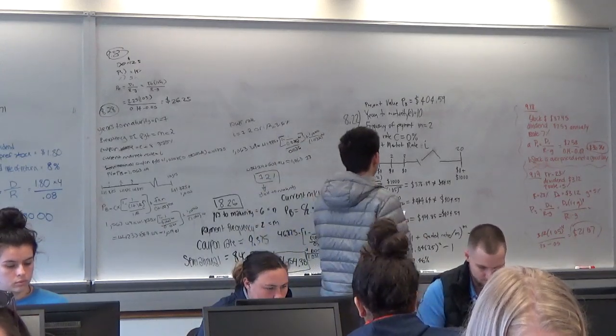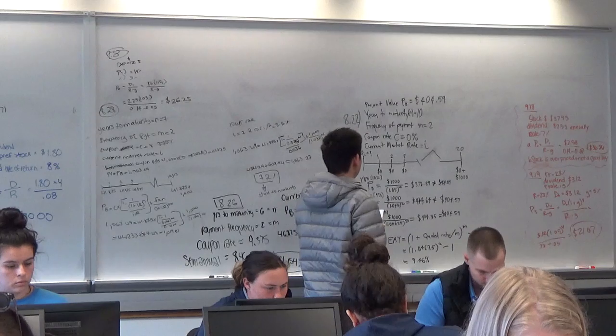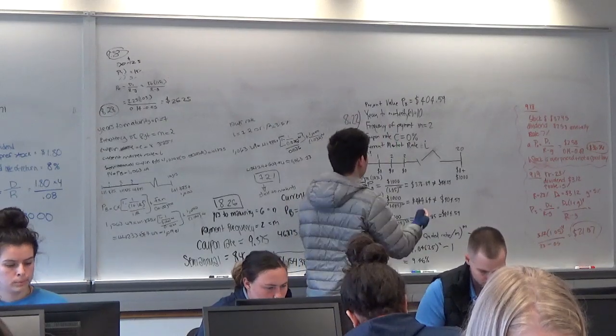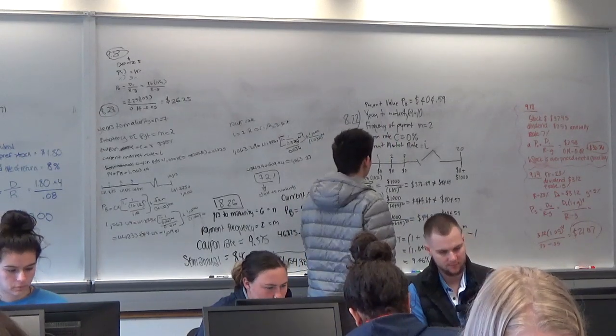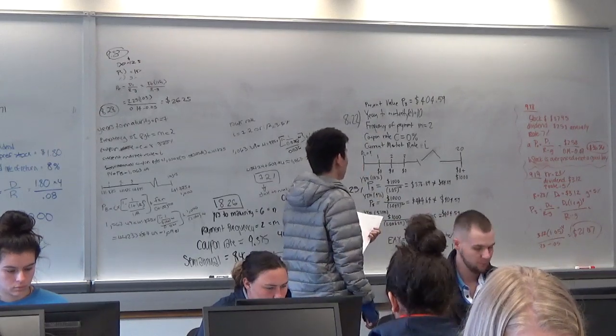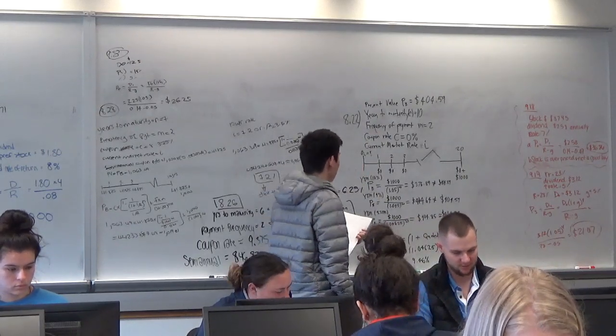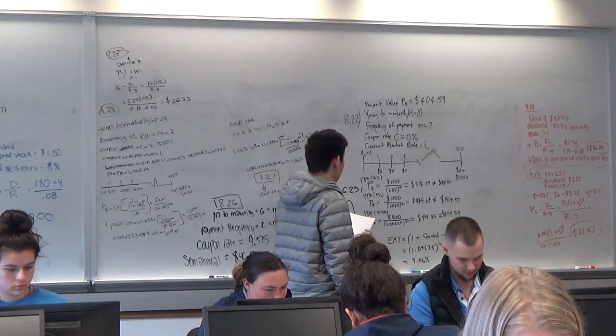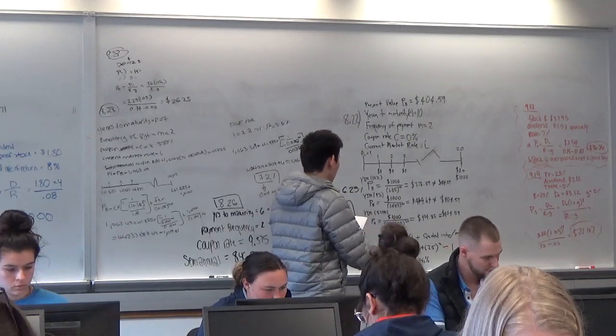So first we organize all the variables together. Present value is $404.69. Years to maturity is 10 years. Frequency of payment is 2. Coupon rate is 0%. And the current market rate will just be I.